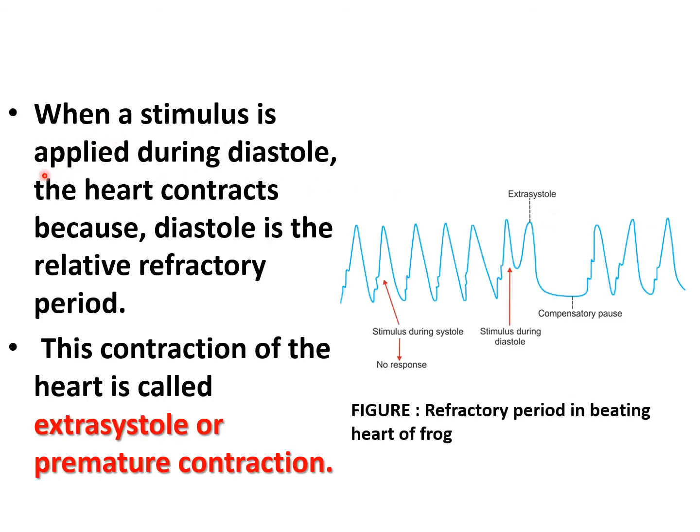When the stimulus is applied during the diastole, the heart contracts because the diastole is a relative refractory period, and this contraction of the heart is known as extrasystole. So this is an extrasystole. So stimulus given during the diastole, the heart contracts because diastole is a relative refractory period, and that is known as extrasystole or premature contraction.